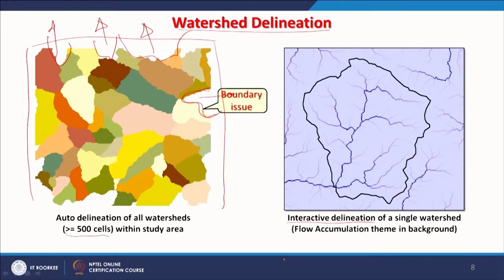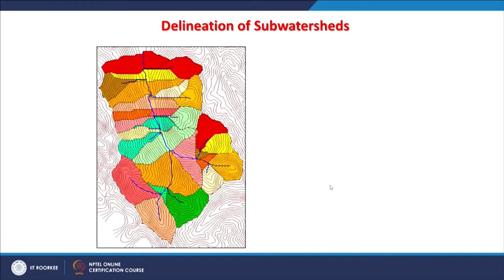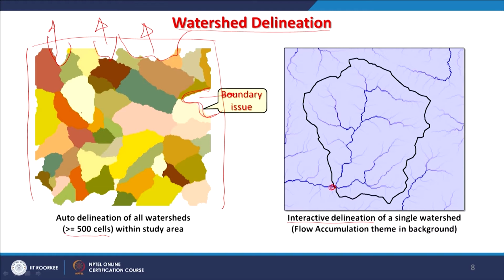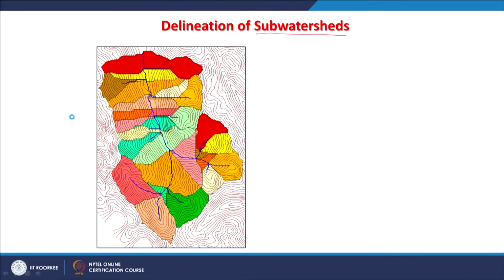Anyway, you can also delineate the watershed interactively, by choosing a single watershed by choosing an outlet or pour point here. And of course, in the background your flow accumulation, which is the basic theme required for delineation of a watershed, was shown there. Now, delineation of sub watersheds can also be done. Here these can also be considered sub watersheds, which are small, but if this is the outlet, these are the sub watersheds, and overall this is the watershed for the entire input area.